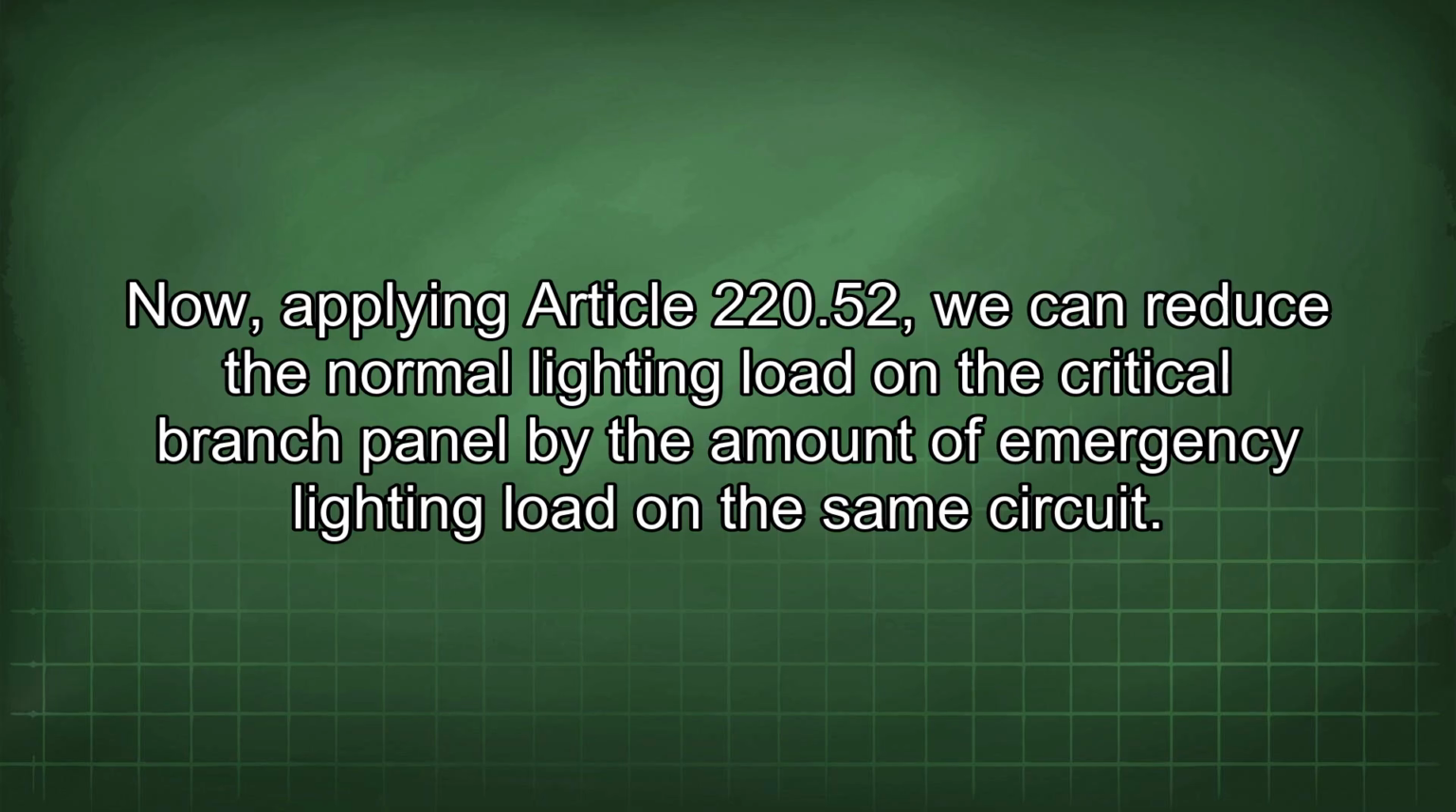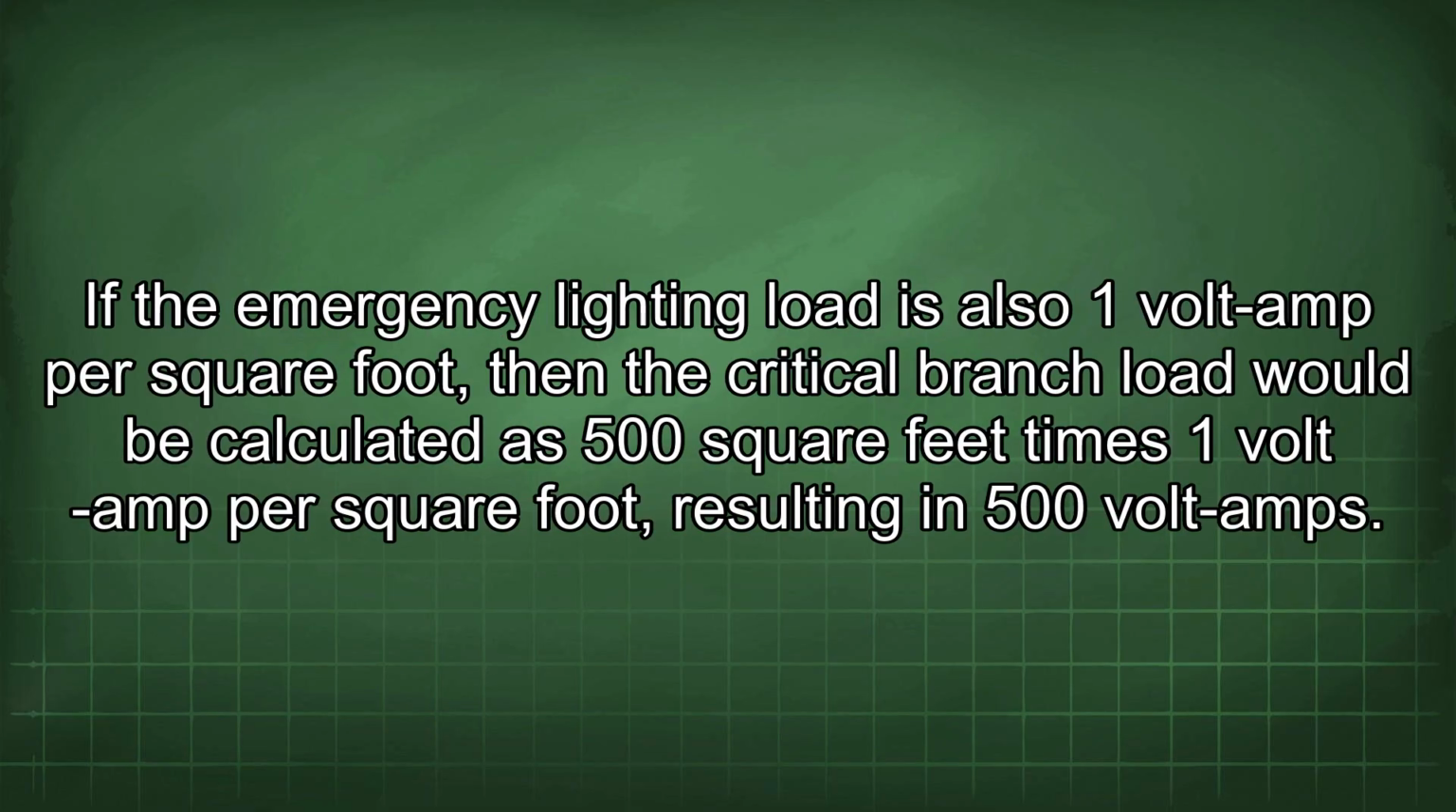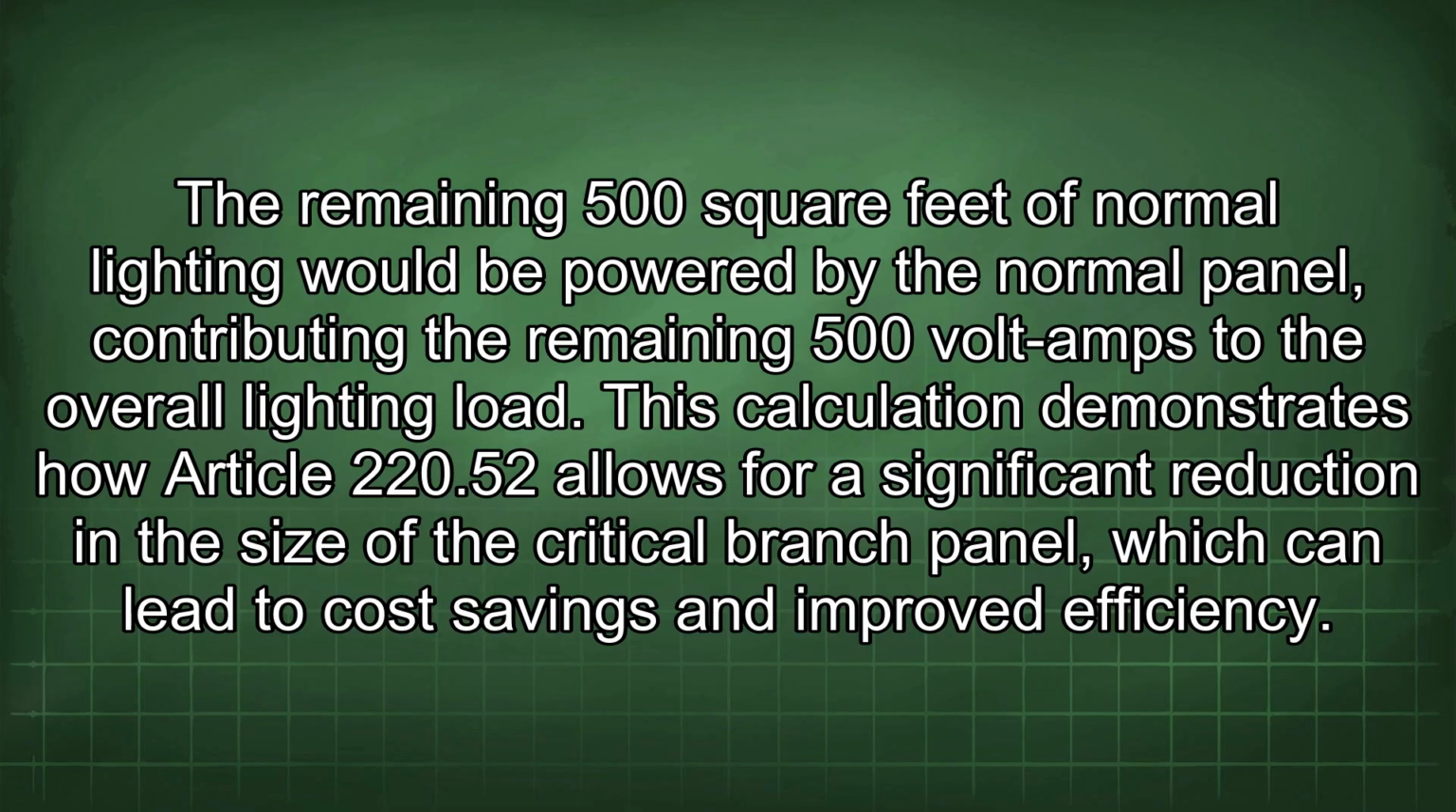Now, applying Article 220.52, we can reduce the normal lighting load in the critical branch panel by the amount of emergency lighting load in the same circuit. If the emergency lighting load is also 1 volt amp per square foot, then the critical branch load would be calculated as 500 square feet times 1 volt amp per square foot, resulting in 500 volt amps. The remaining 500 square feet of normal lighting would be powered by the normal panel, contributing the remaining 500 volt amps to the overall lighting load.